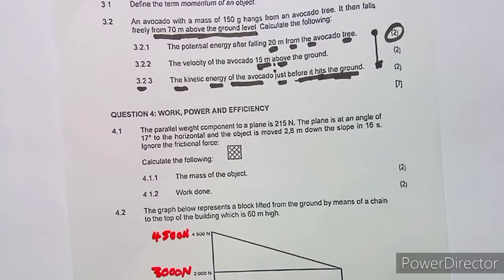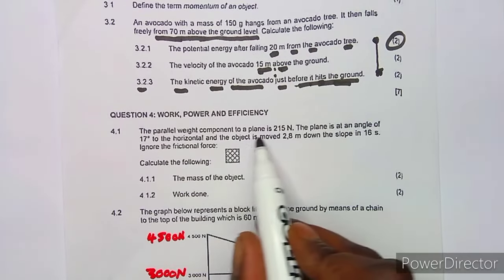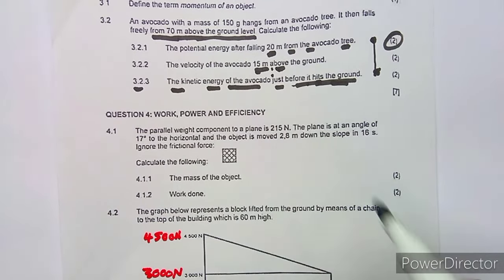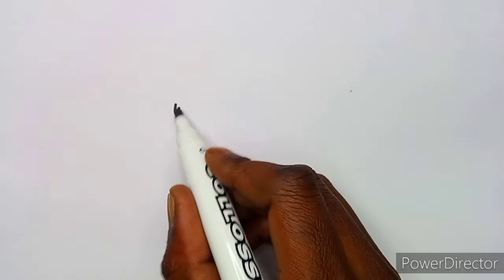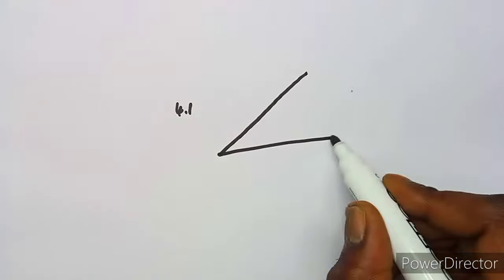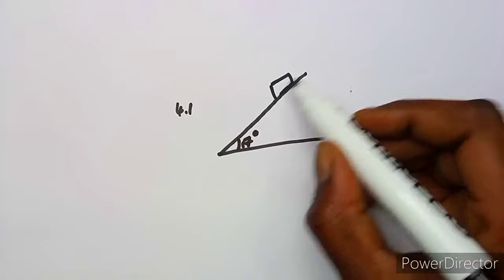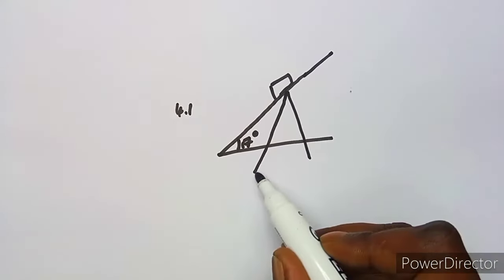Then on question 4, which is on work, power and efficiency, we are given that the parallel weight component to the plane is 215. So take note, we are given the parallel weight component, which means it's an incline that we are talking about here. Something like this, guys. This is on an incline. Remember, when you are having an incline, we are given the angle there of 17 degrees. So this is where you're going to have your object like this.